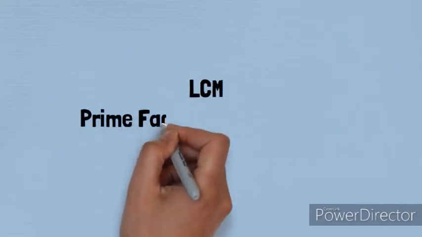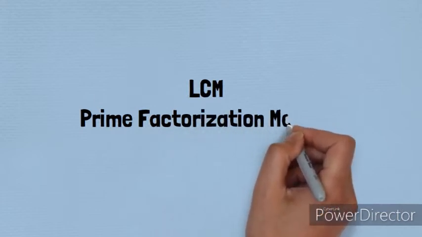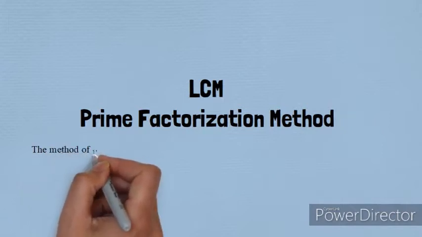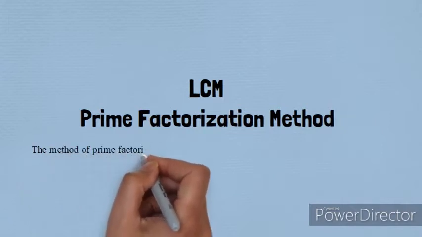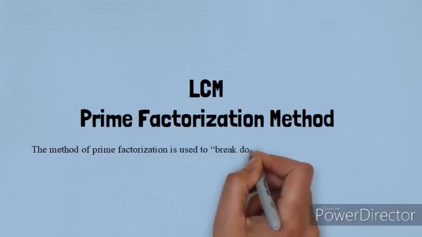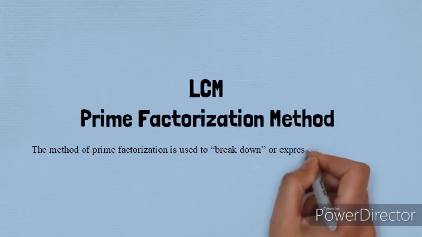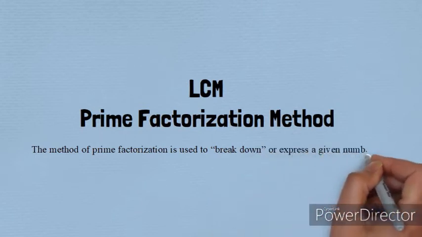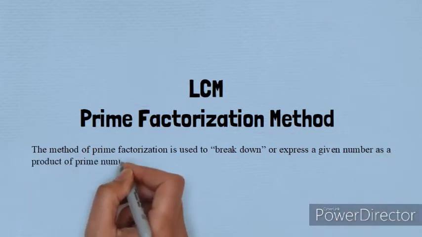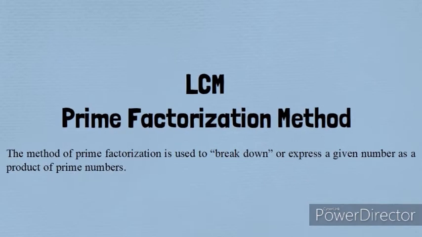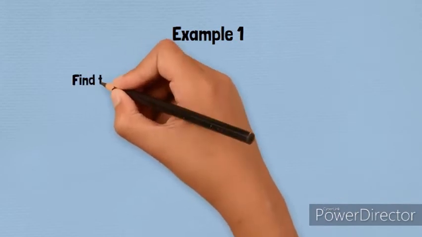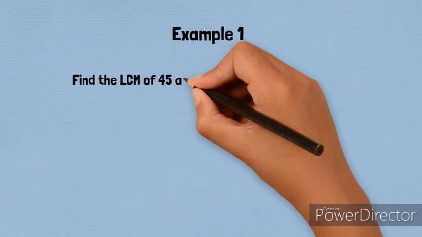LCM, prime factorization method. The method of prime factorization is used to break down or express a given number as a product of prime numbers. Example 1. Let's find the LCM of 45 and 75 using the prime factorization method.